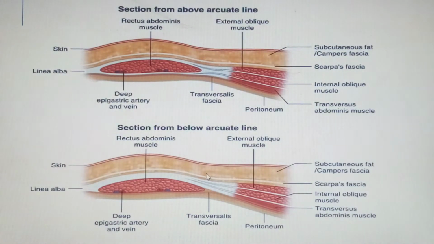However, yes, that's generally what we are going to see. But below the arcuate line, okay, the arcuate line is about a third from the umbilicus to the pubic symphysis, or the pubic crest area. That's the arcuate line. Below the arcuate line, we don't have posterior rectus sheath. If you remember that, above the costal margin, we don't have posterior rectus sheath. So posterior rectus sheath is devoid above the costal margin, as well as below the arcuate line.